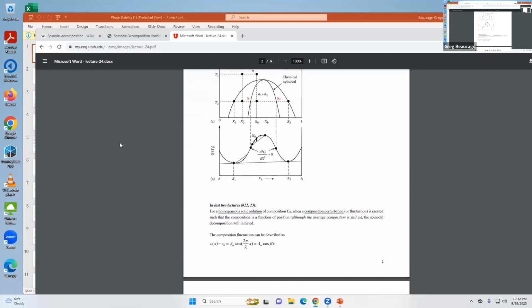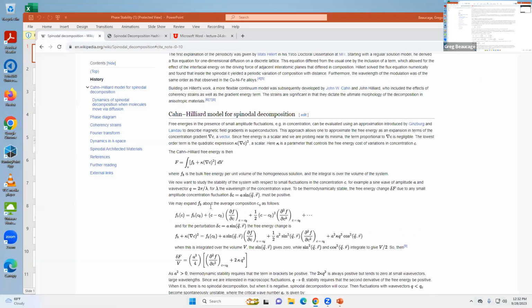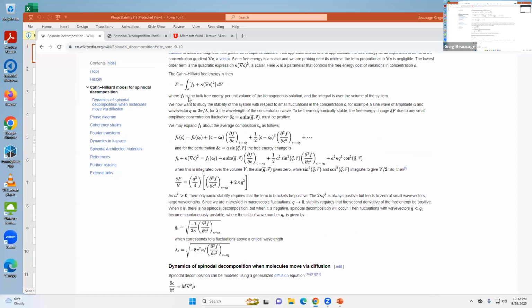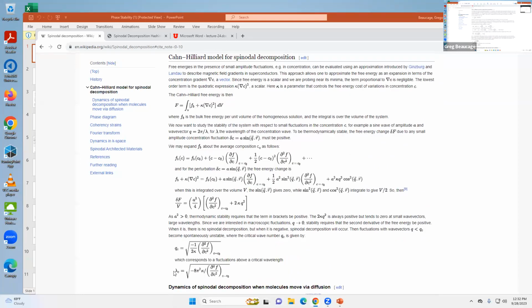So you end up with these two equations in the end, right? This equation and the kinetics equation. From this equation, you can get what the critical size is for the spinodal decomposition. For sizes smaller than that, it doesn't decompose, and for sizes larger than that, it does. If this second derivative of the free energy is negative, this is the curvature of the free energy curve.